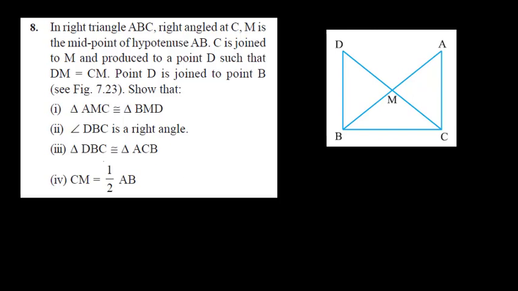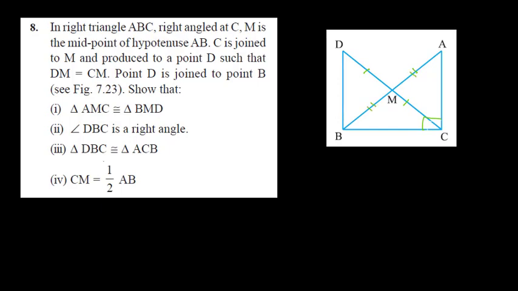Now, let us see this 8th question. In right triangle ABC, right angle at C. So here in triangle ABC, we have this angle as 90 degree. Angle ACB is 90 degree. M is the midpoint of the hypotenuse AB. So AM equal to BM is given. C is joined to M. Now I joined this C to M and produced to point D such that DM equal to CM. So this DM part and this CM part equal, this AM part, this BM part equal.